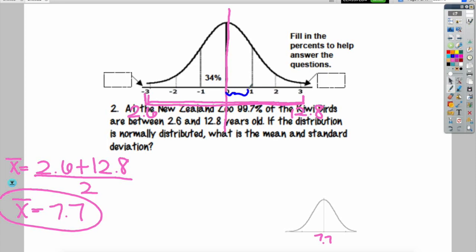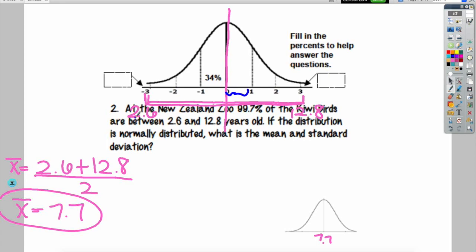Everybody hear what she said? She basically said you can take your mean value, subtract it from either this side or the other side, and then divide it by what? Divided by 3, because it's 3 standard deviations away.